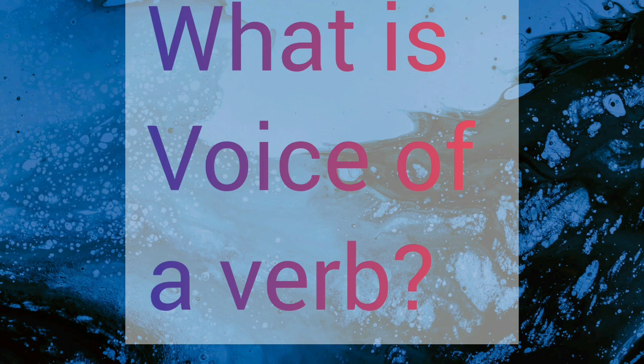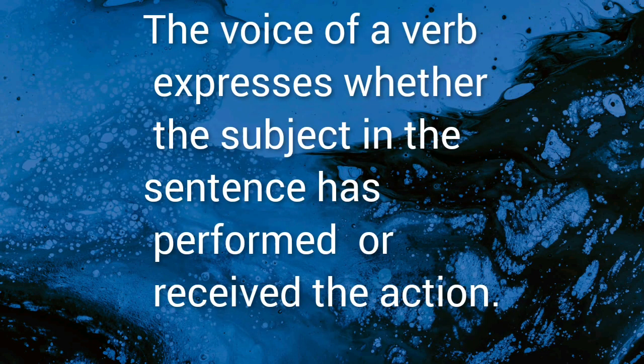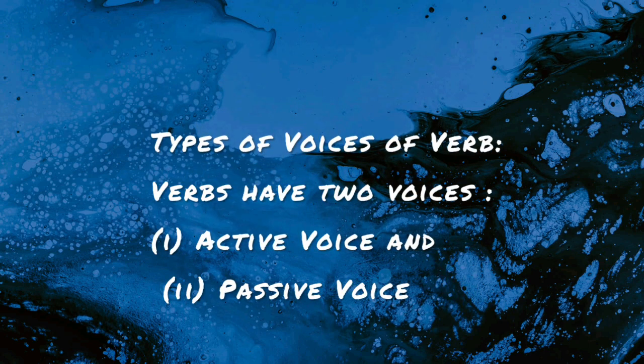আজ আমরা আলোচনা করব হোয়াট ইজ ভয়েস অফ ভার্ব। The voice of verb expresses whether the subject in the sentences has performed or received the action. অর্থাৎ সাবজেক্ট অ্যাকশন রিসিভ করতেছে না পারফর্ম করতেছে, এই দুইটাই মূলত বোঝাবে। টাইপস অফ ভয়েসেস অফ ভার্ব। There are two types of voices and we know it. One is active voice and the other is passive voice.